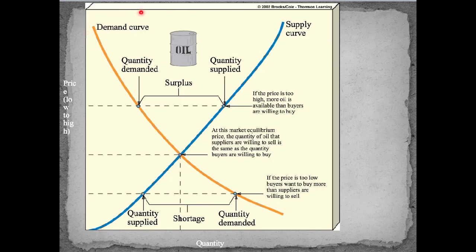Here's that demand and supply curve, and as you increase the supply, what happens to the demand? Drops. But if you increase the demand, it means you have less supply. And right in the middle is where you have market equilibrium, where the quantity of, looking at oil here, suppliers are willing to sell the same quantity that buyers are willing to buy. So a couple other key points looking here: increased supply. If the prices are too high, more oil is available than buyers are willing to buy. So they increase prices. As you notice now, prices are increasing.